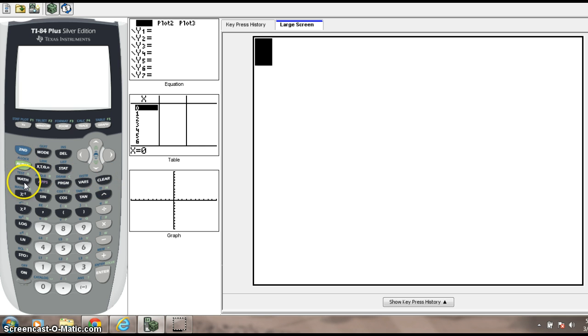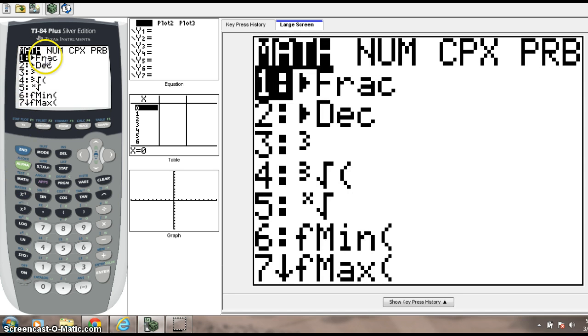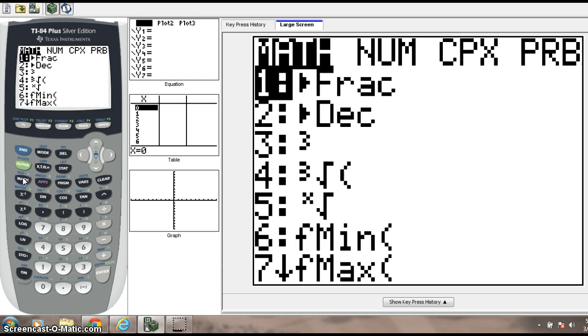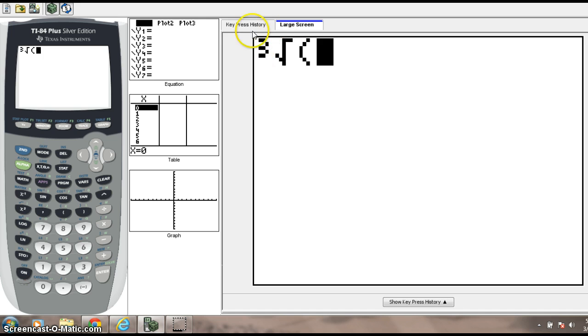Something else I wanted to show you, I know I'm jumping around here, but the math button. Not only can you convert from fractions to decimals and decimals to fractions, but you can use this to cube a number or find the cube root of a number. So let's say that you wanted to find the cube root of 27. You would push math, then the number 4 to give you that cube root symbol right there, and then 27. And we know the cube root of 27 is 3, because 3 times 3 times 3 is 27. Okay, let's go ahead and clear our screen.